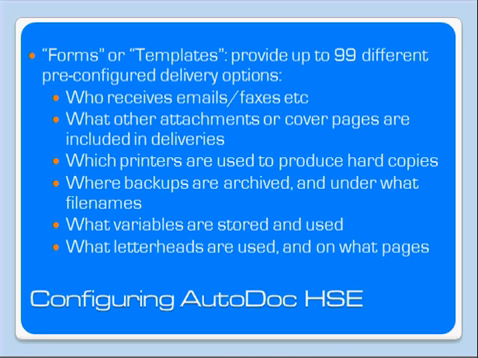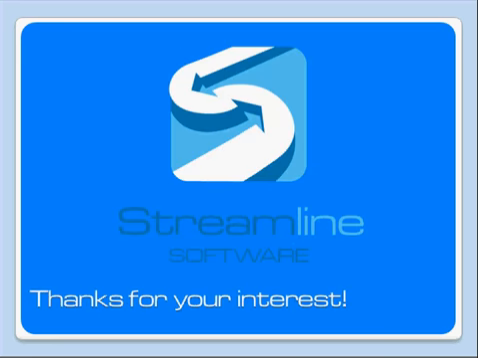You saw in the delivery slip example that variables were configured as different shades of black. The variables configuration takes place in an area of the configuration console known as the Form Template Setup area. This is really the engine room of the system from the point of view of getting your print jobs delivered exactly as you want them delivered, and allows you to configure things like who receives emails and faxes, what other attachments or cover pages are included in the deliveries, which printers are used to produce hard copies, where backups are archived and under what file names, what variables are stored and used, and what letterheads are used, and on what pages.